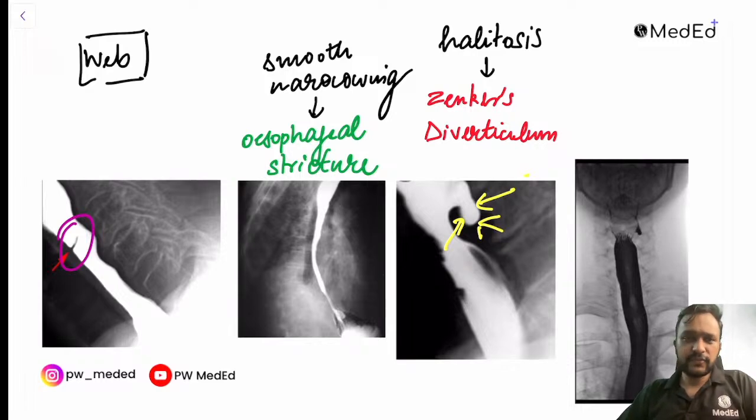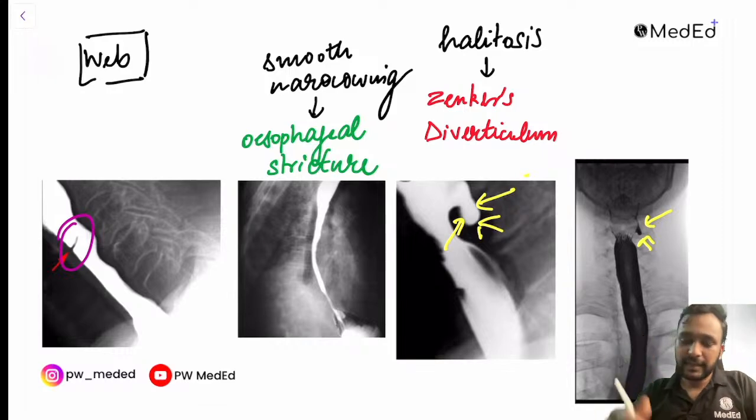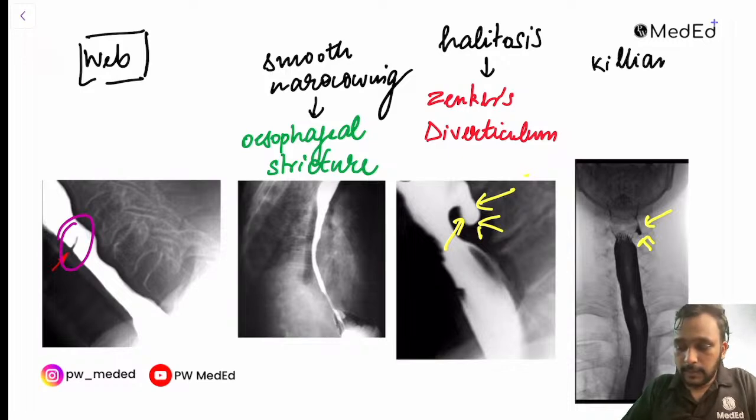Now looking at the fourth image, what are we able to see? In the fourth image, there is a diverticulum arising from the lateral aspect of the esophagus. So this diverticulum arises from the lateral aspect of the esophagus. This is your Killian-Jamison diverticulum. Right?